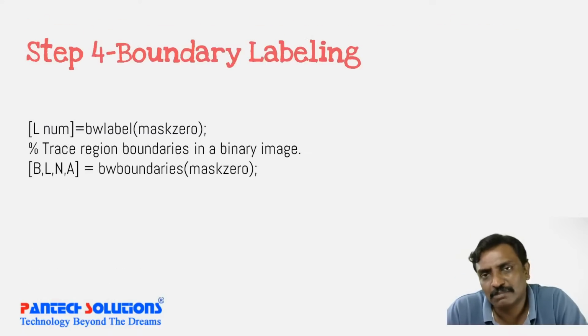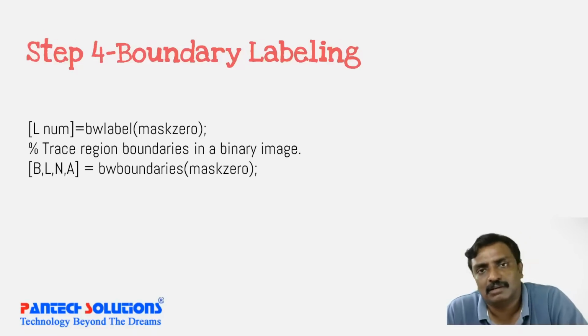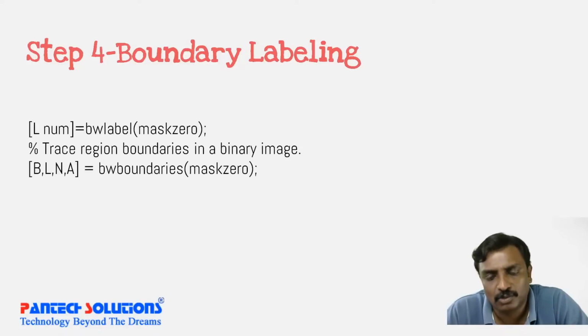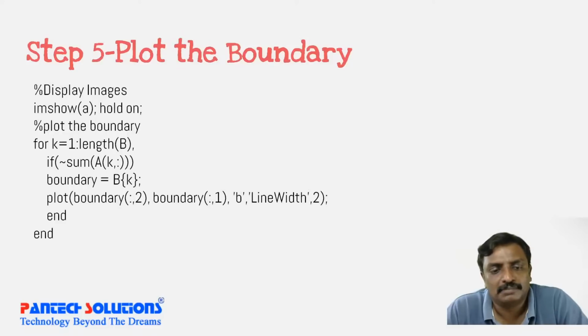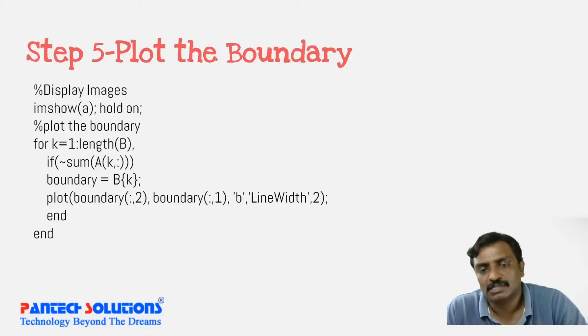The fourth step is the boundary labeling process, where we label the boundaries. bwlabel groups the closely connected components, and bwboundaries gives you the exact boundaries of the white color, of the closely connected components. Then we plot the boundary using the plot command. So this is the program.